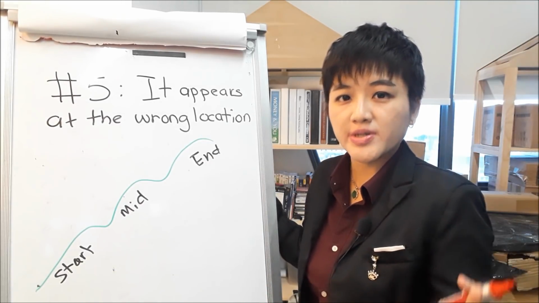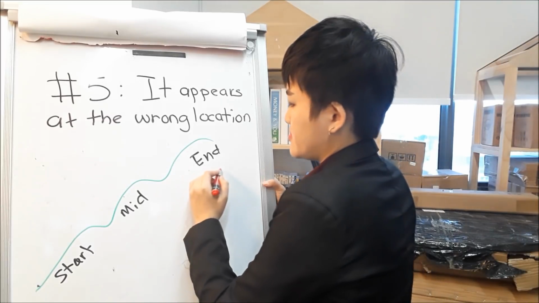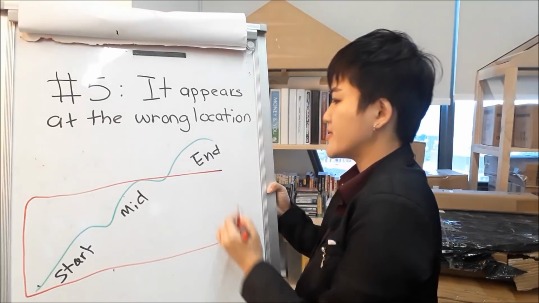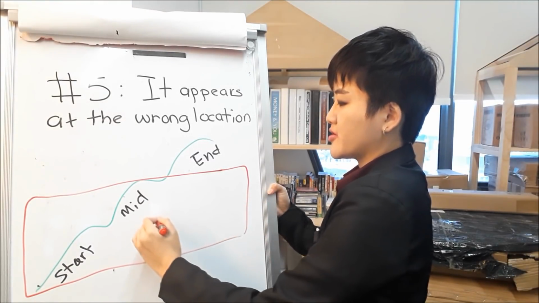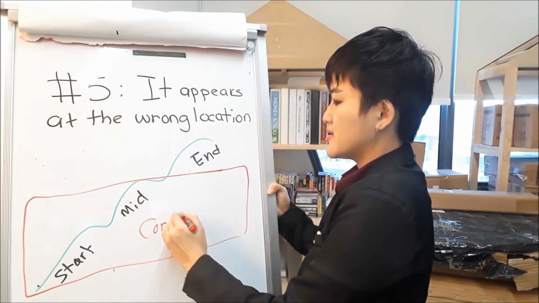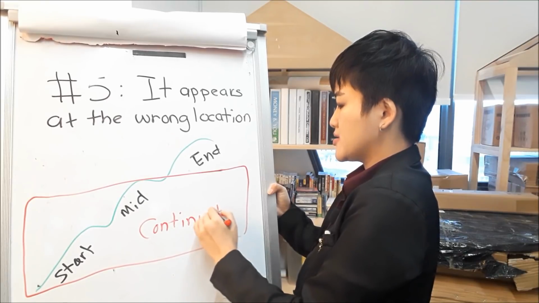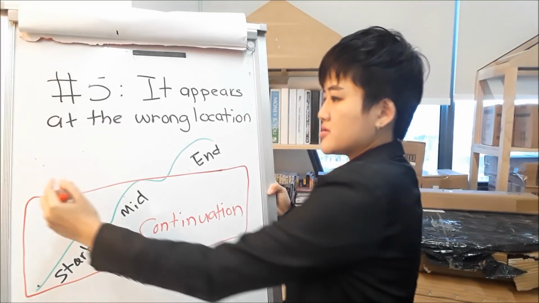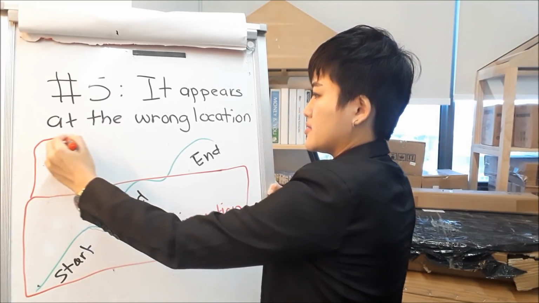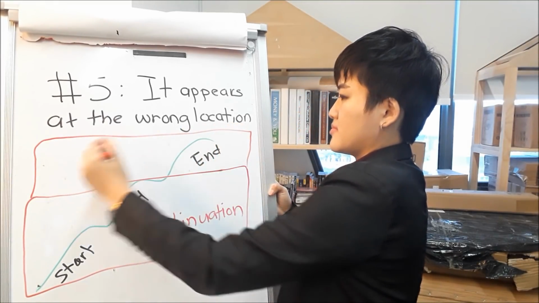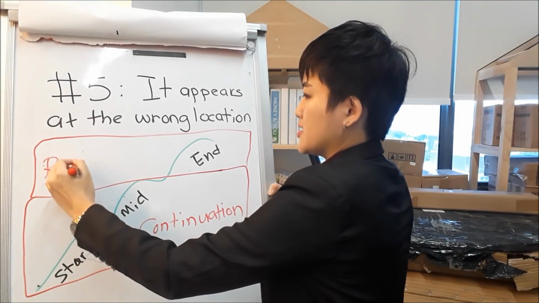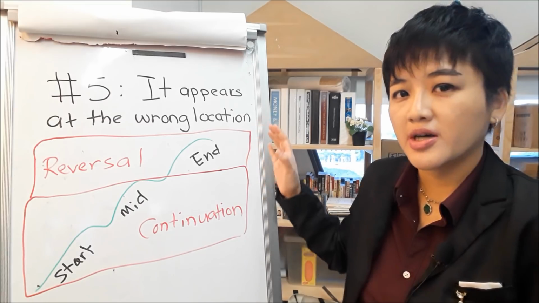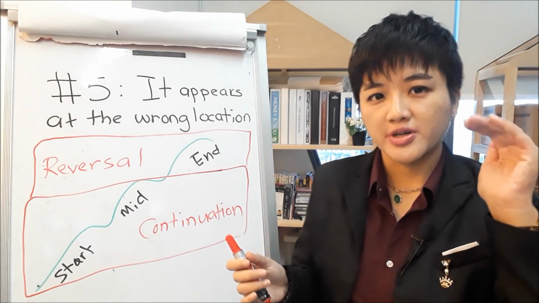For your continuation patterns, you want it to appear right here. Okay, for your continuation pattern at the start and also at the middle of the trend. Then for your reversal patterns, you want it to appear, of course, at the end of the trend. So this is the big picture. How about if you trade into a retracement?